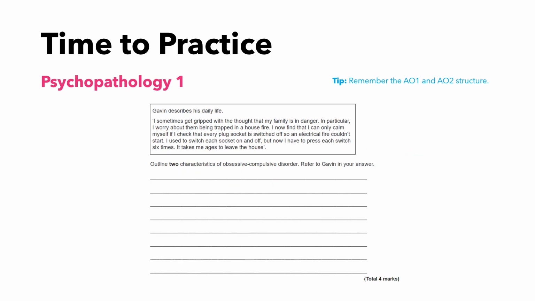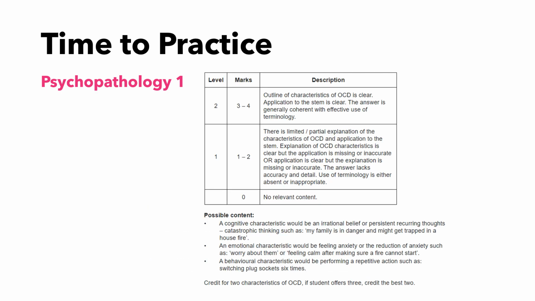Okay, so next practice question is from psychopathology. So have a read through the stem and have a go at answering this question. Remember that AO1 and that AO2 structure. And here's the mark scheme. So have a look and compare to your answer. Make sure you separated your AO1 and your AO2. You should just have 4 sentences and you can have a look at the mark scheme to mark yourself out of 4.